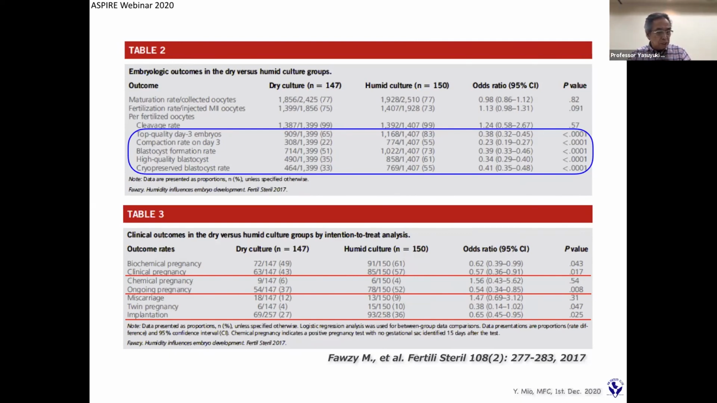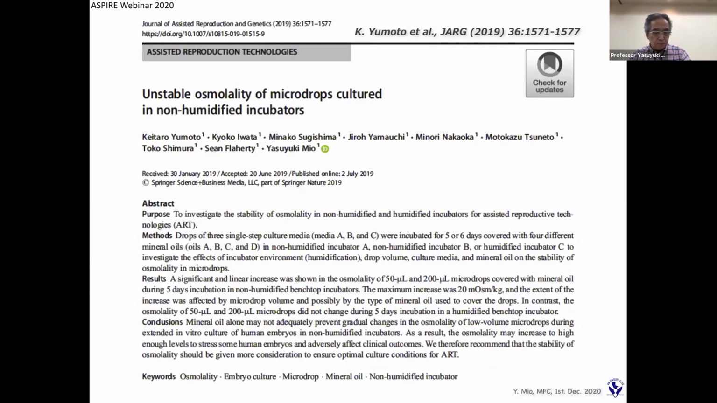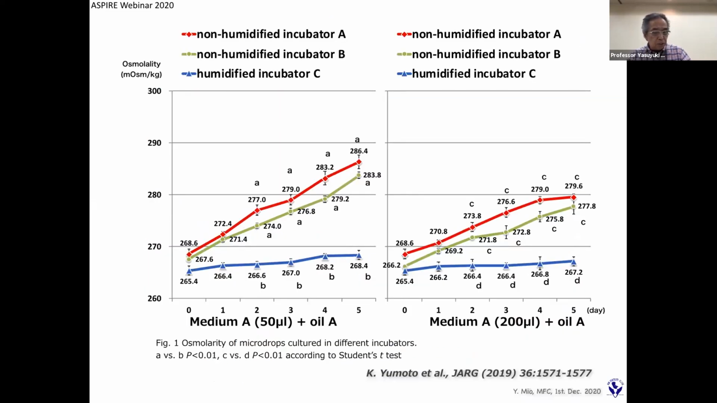We further investigated the differences in culture conditions between wet and dry incubators and reported last year. In our report, we measured the osmolality in medium A, 50 microliter and 200 microliter covered by oil A, among 3 types of incubators within a 5 days period. A and B incubators were dry, and incubator C was wet. As you can see, irrespective of media volume, osmolality in the wet incubator showed only a little change within a 5 days period. However, in dry incubators A and B, osmolality in both 50 and 200 microliter media steadily and significantly increased within a 5 days period.